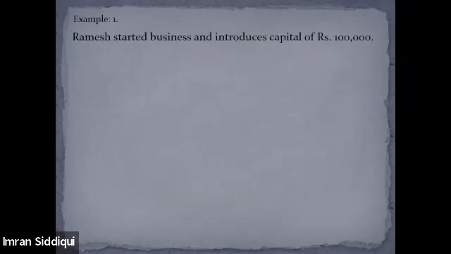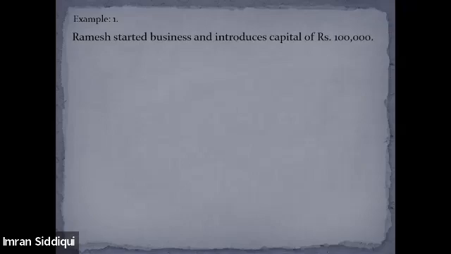Okay. Now let's start with a question. Let's take an example to understand how the journal entry is made. The first transaction is: Ramesh has started a business and introduced capital of rupees 1 lakh. Considering this information, you first need to identify what the two areas of business will get affected.